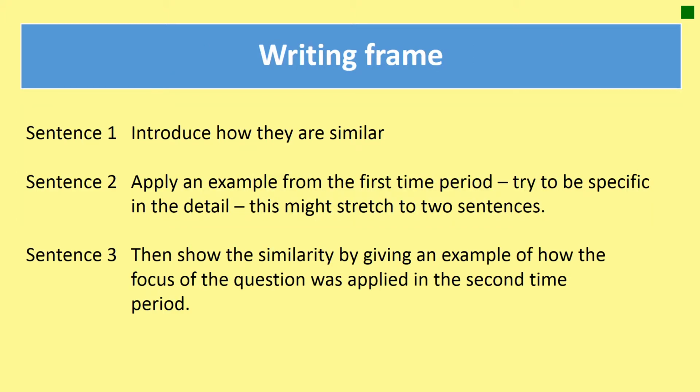So the writing frame we could use would be to introduce how they are similar. That therefore would allow us then to apply an example from the first time period and try to be specific in the detail. So it might stretch to 2 sentences, but no more than that. Once that's done, apply a similarity by giving an example of how the focus of the question was applied in that second time period. Now, one thing I would say is this: remember centuries. Anything in the 1600s is the 17th century. Anything in the 1800s is the 19th century. So we are in the year 2019, so it's the 21st century.